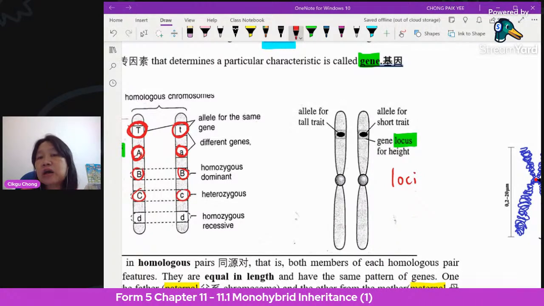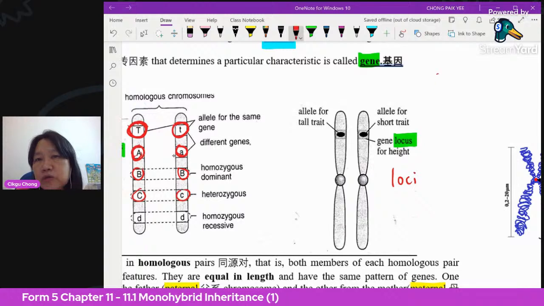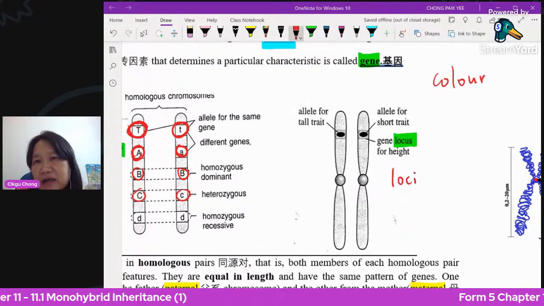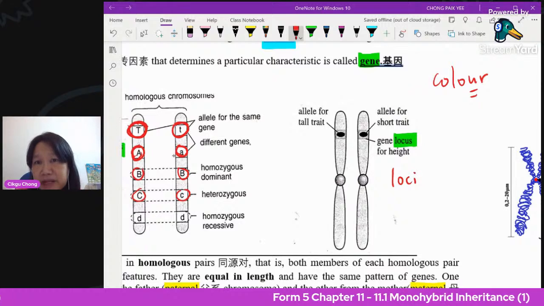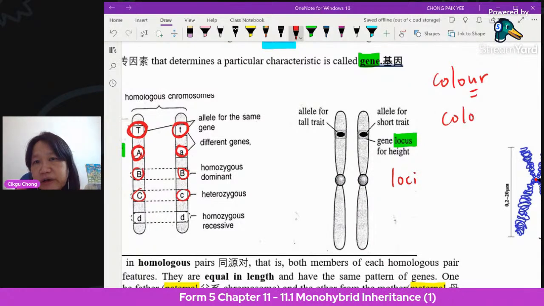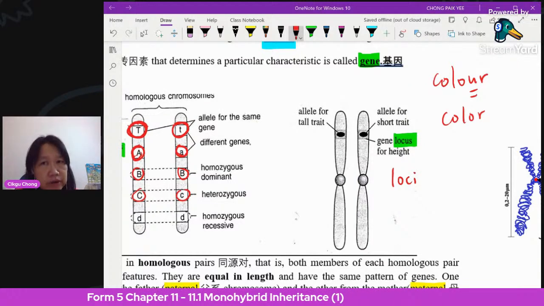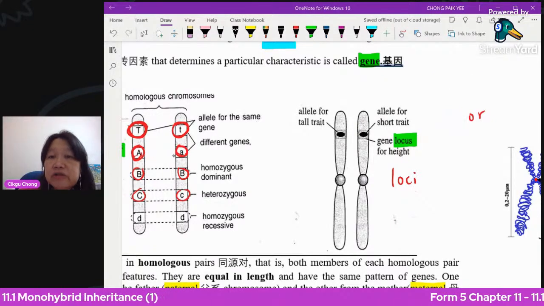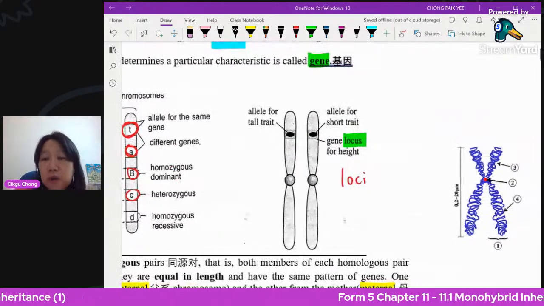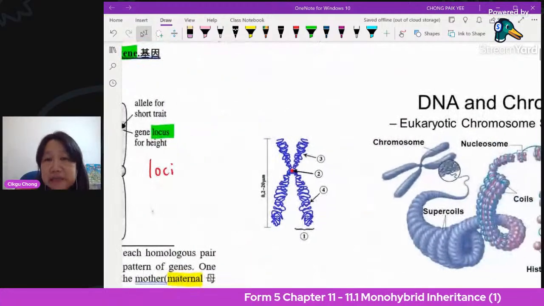I encourage you to use British English because, like, when we write the word color, we put a U there. This is British English spelling. Americans will just write C-O-L-O-R. This is American spelling. So we follow the British English, and I will encourage you to do so. So we call it loci. Now let's look in detail.